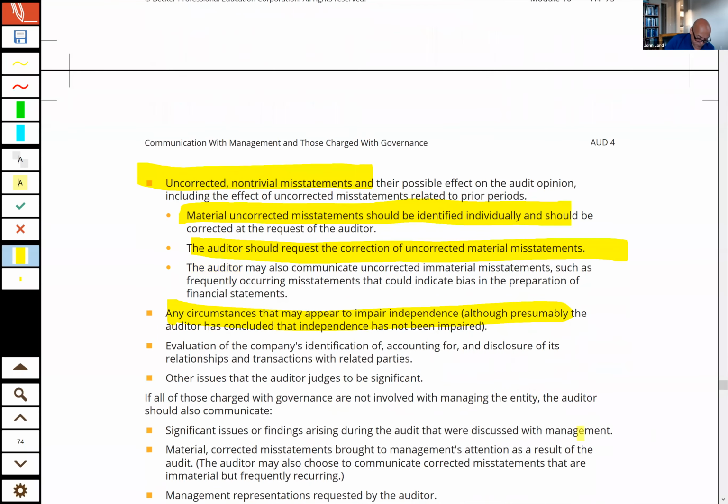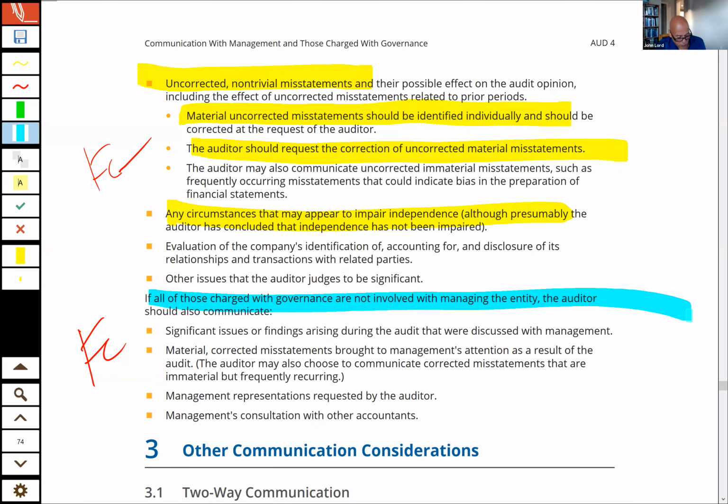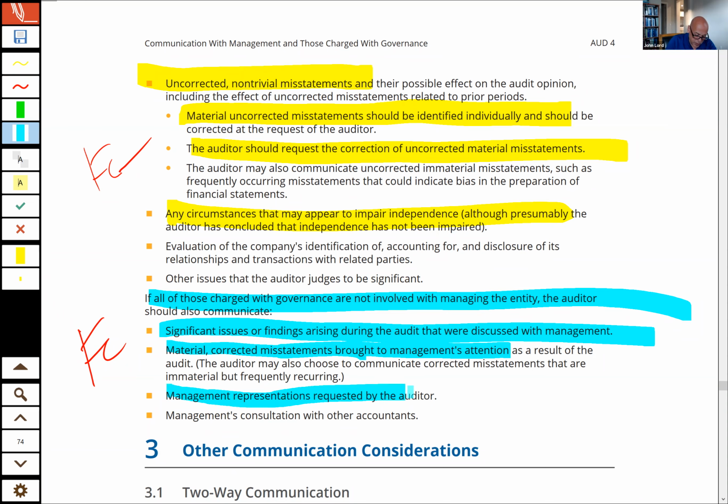Okay. Now, coming down, let's make a separate flashcard out of this. So I asked you to flashcard those things we highlighted up there. If those charged with governance are not involved with the management of the entity, then we should also communicate significant findings during the audit that were discussed with management: material corrected misstatements brought to management's attention, management representations requested by the auditor, and management's consultation with other accountants. Again, everything goes up. Board of directors has got to know everything. Everything goes up to them.